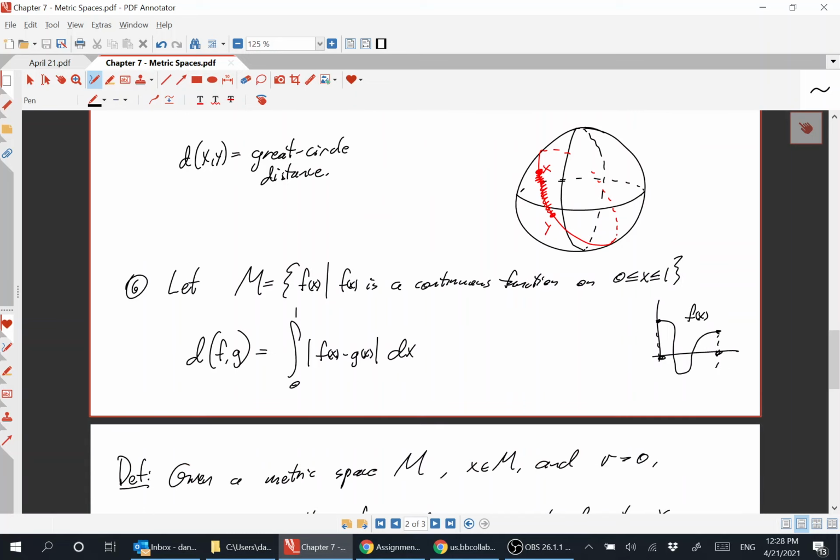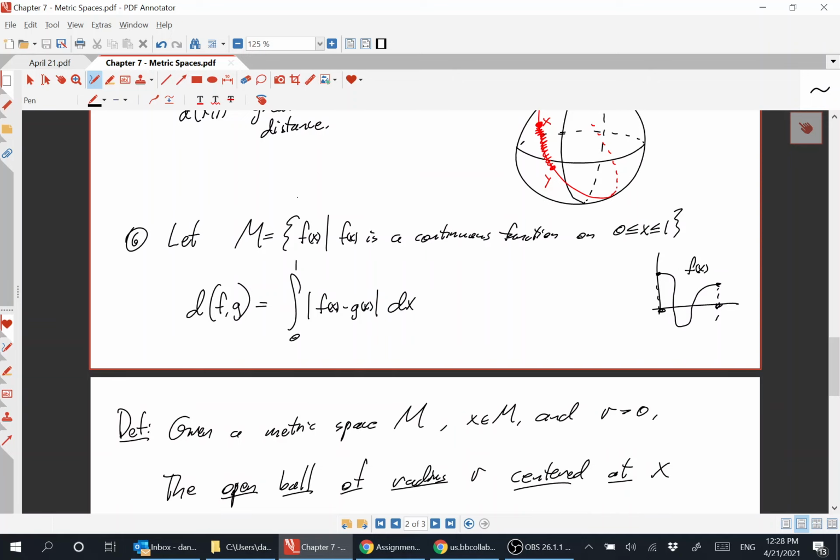Another metric space: things get really different with metric spaces. These aren't all your father's metric spaces. They get really exotic. For example, there's this metric space M, the set of all f of x where f of x is a continuous real valued function on the interval from 0 to 1. The distance between 2 functions is the integral of the absolute value of their difference, like that. This metric space is called L1.